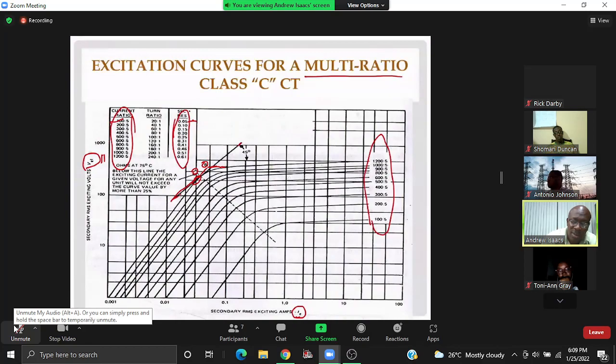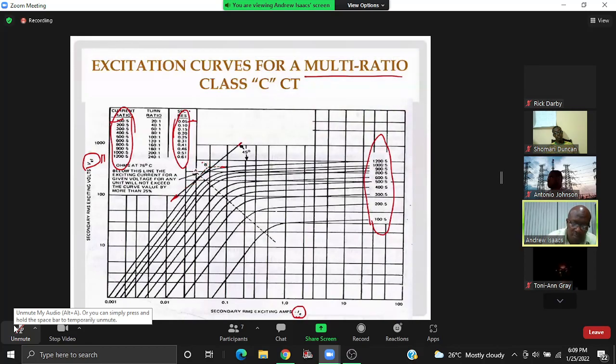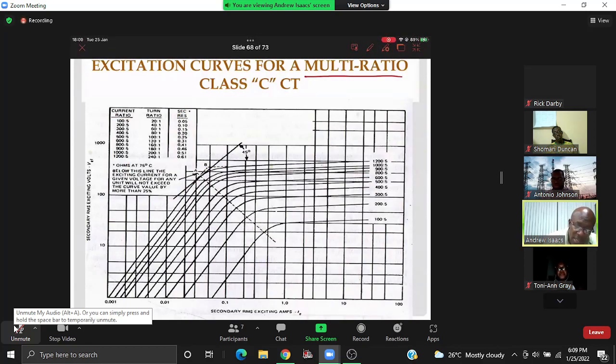All right, so you have this line, and it is drawn at 45 degrees, and it's tangential, wherever the tangent of that 45 hits the curve. So in this instance, it hits it at A. Remember the point A that we were showing earlier? At that point A, that would be our ANSI IEEE knee point.